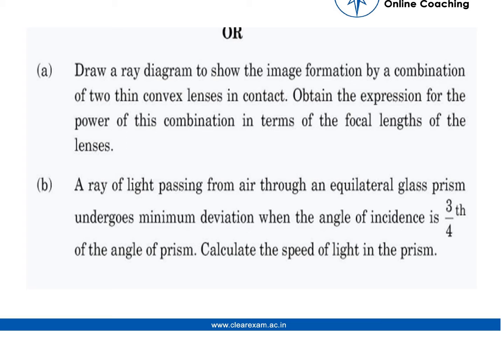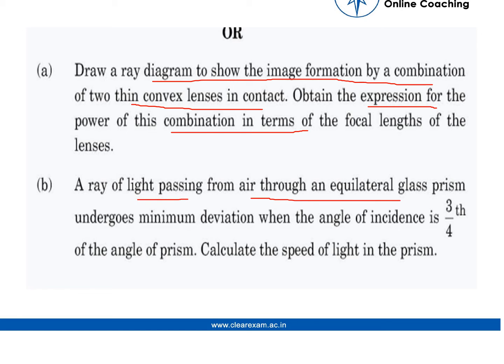In the other part, the question is: draw a ray diagram to show the image formation by a combination of two thin convex lenses in contact. Obtain the expression for the power of this combination in terms of focal length of the lenses. In part B, a ray of light passing from air through an equilateral glass prism undergoes minimum deviation when the angle of incidence is 3/4 of the angle of prism. Calculate the speed of the light in prism.